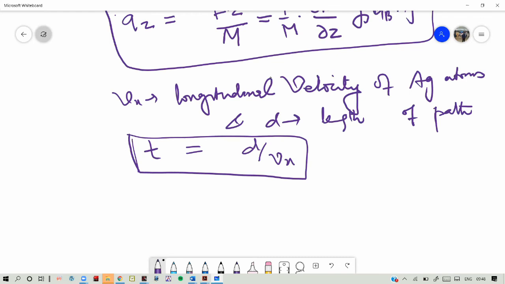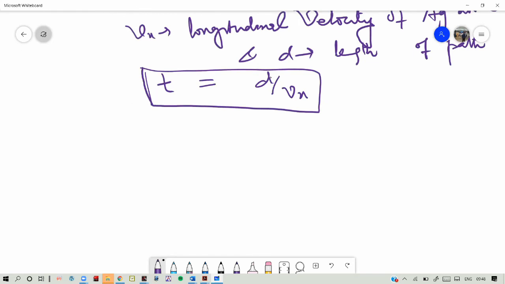This is d upon Vx, where d is the distance traveled along the path, the length of the path. Vx is the longitudinal velocity of the atom, and t is the time during which it moves under the influence of the magnetic field. That means the transverse force exerts on it.